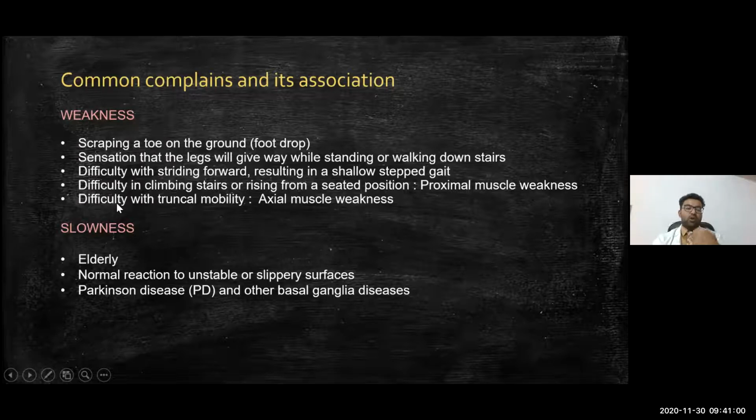Patients sometimes also complain of slowness. This slowness could be due to normal aging, or it could be a normal reaction to an unstable or slippery surface. So we have to ask the patient whether they are finding difficulty with these things or not. Slowness is classical for Parkinson's disease and any other basal ganglia disease.